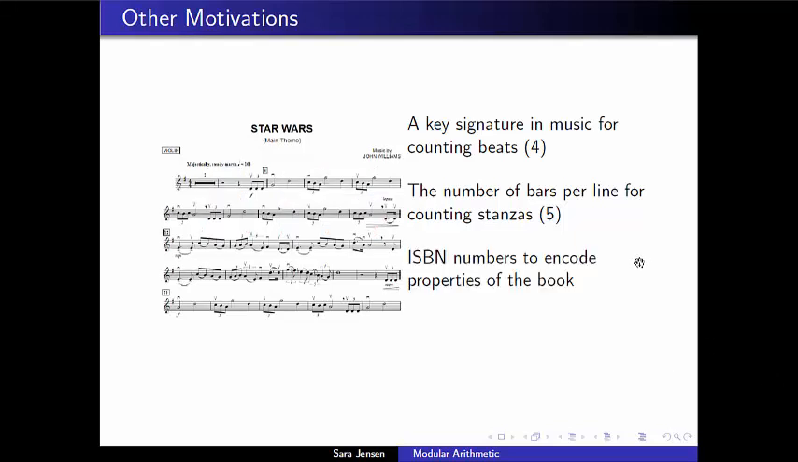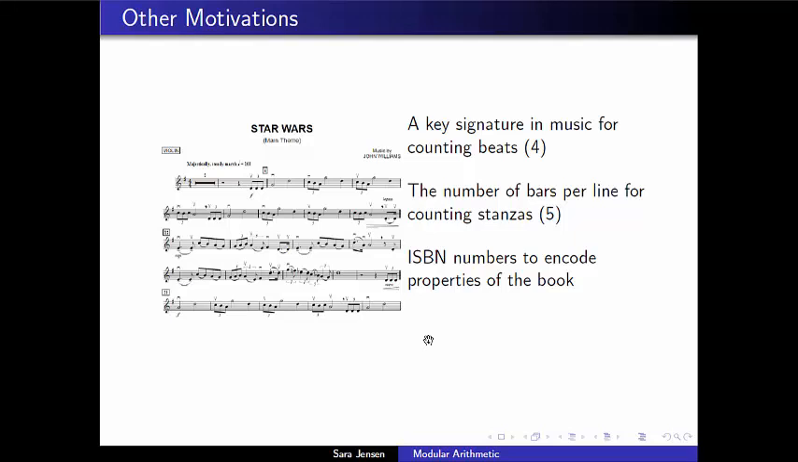And modular arithmetic, we've seen its place on calendars, on clocks, in music. We also use concepts of modular arithmetic when we're working on what are called error correcting codes. And ISBN numbers are one place in particular where modular arithmetic is used to encode information about the book. That's why if you're buying textbooks for class, it's very important that you have the exact ISBN number of the book you'll be using in that class.